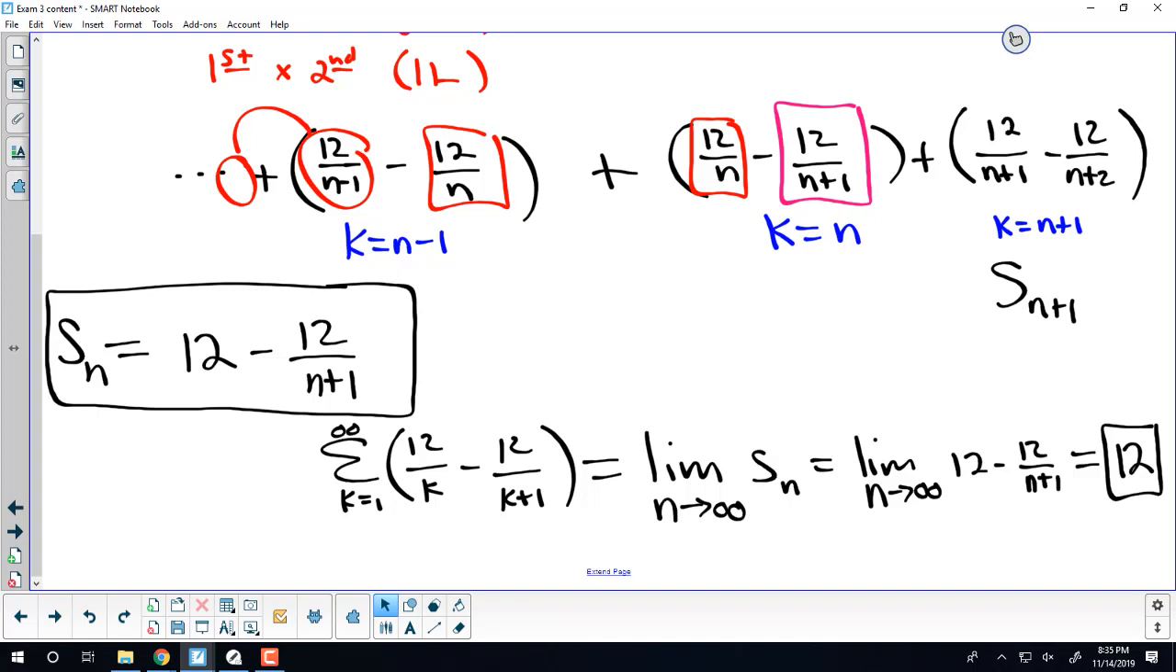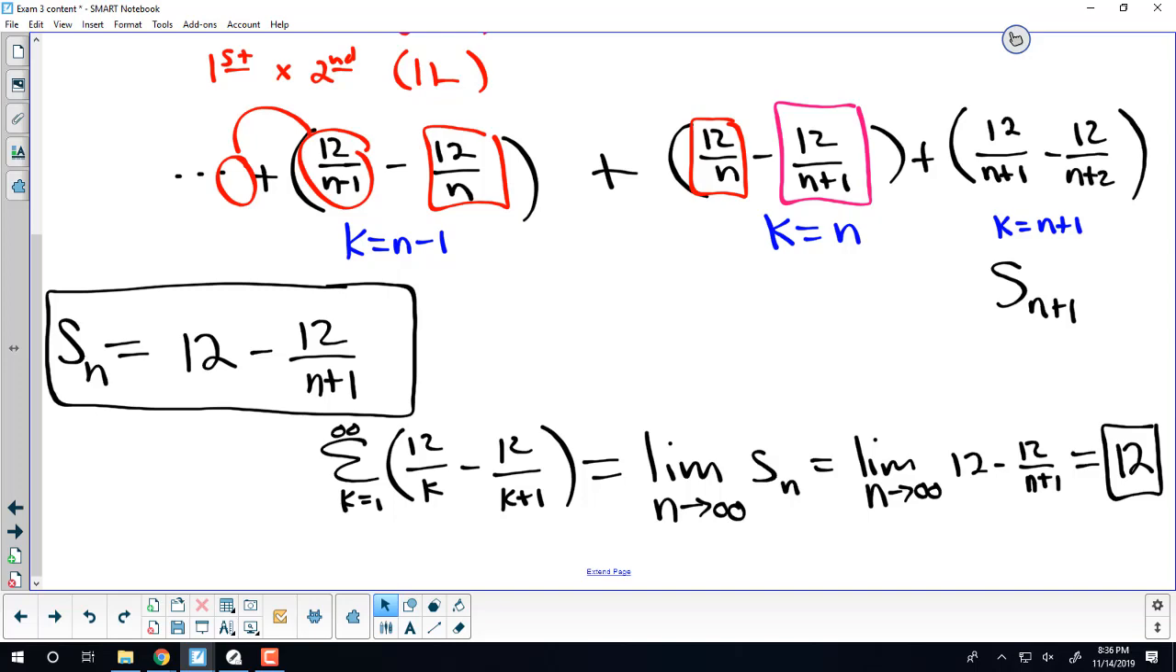If you had a question like this, it would just be, here's a series, state whether it converges or diverges. I was wondering, if we had to write out that specific equation, would we need to have it go to 12 minus 12 over n plus 1? Yeah, if you were going to stop there, at the nth partial sum.